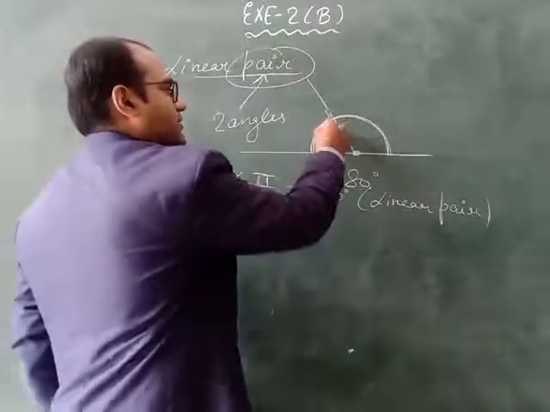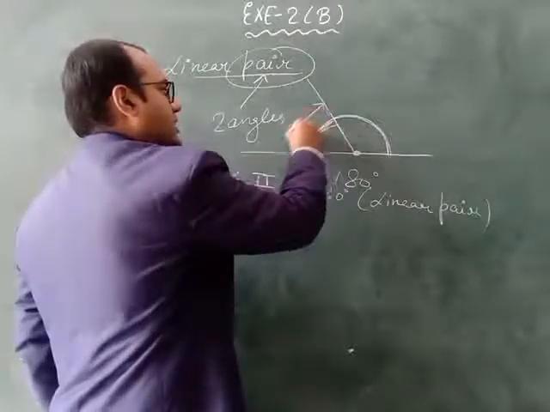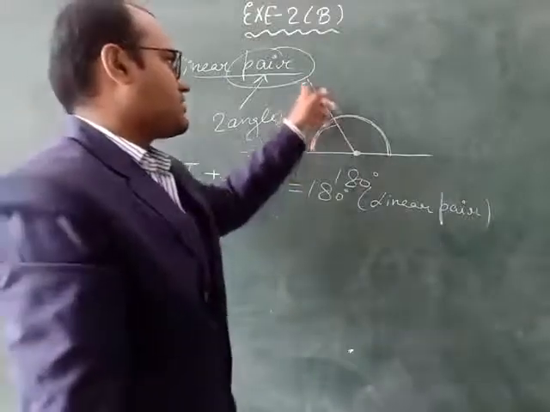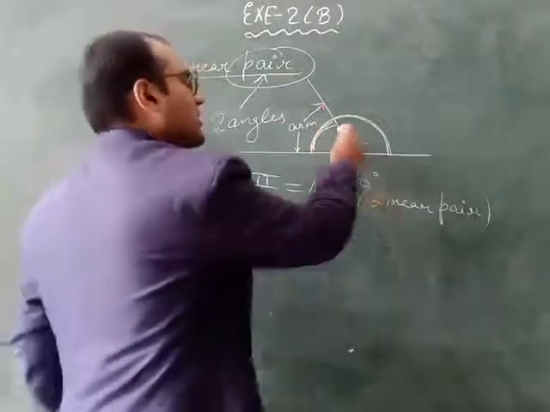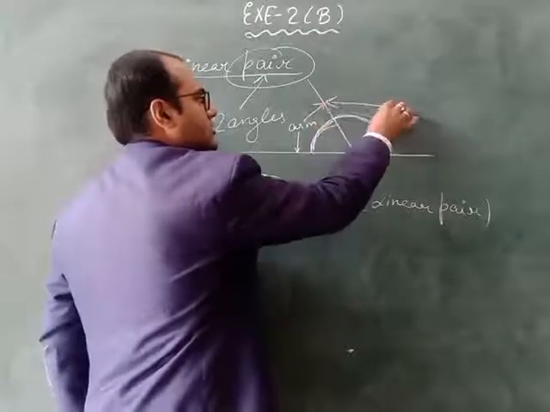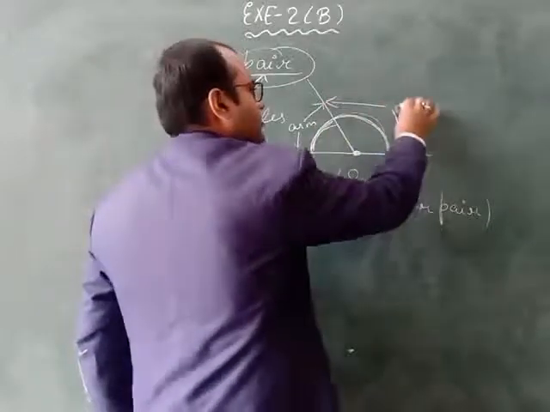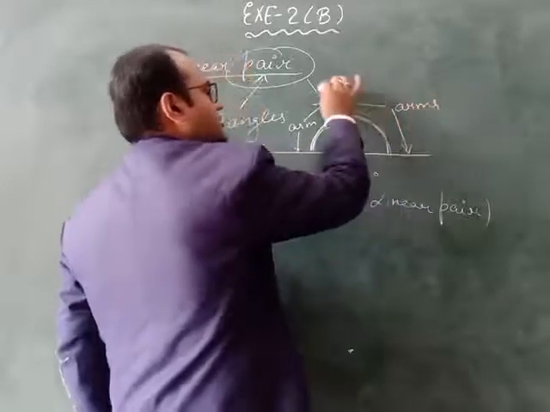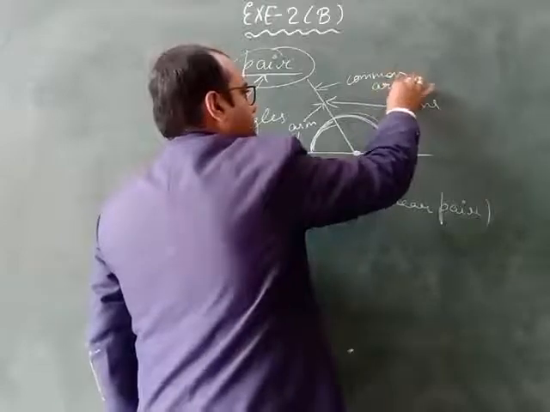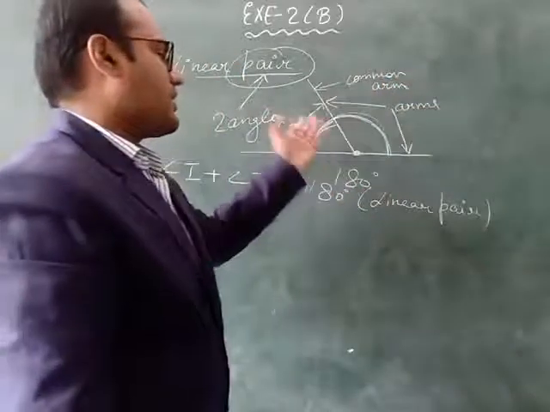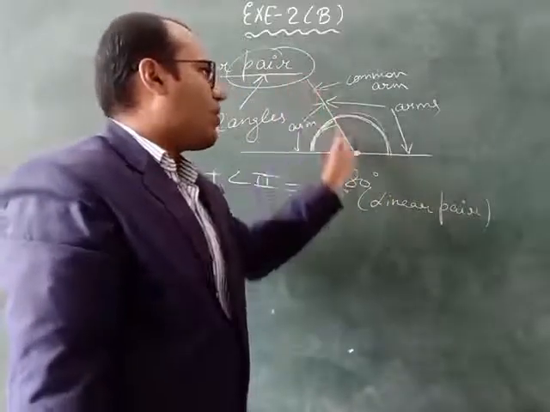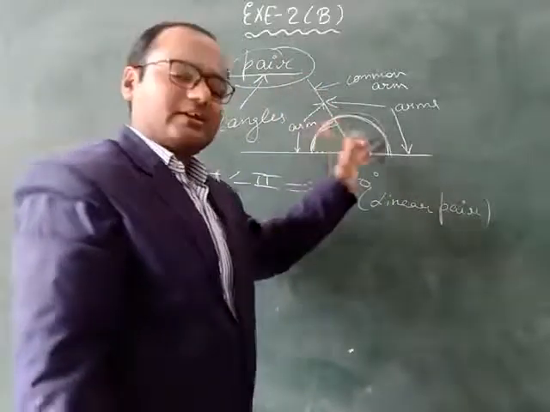First angle, these two are the arms of the first angle. This one is also the arm of the first angle. This one is also the arm of the second angle. Second angle is on the right side. So these two are the arms of the second angle, and you will observe this is the common arm, which is coming in the first angle as well as in the second angle. That's why we are calling it a common arm. So these two are adjacent angles.